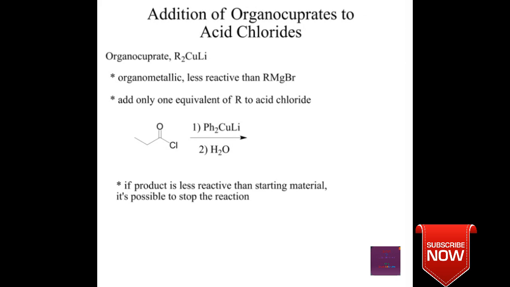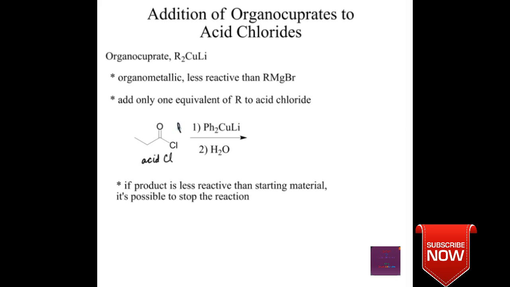And another interesting example with carboxylic acid derivatives is the use of an organocuprate. An organocuprate has the formula R2CuLi. We've seen organocuprates doing conjugate additions to alpha beta unsaturated carbonyls, kind of like a Michael addition, a 1,4 addition. So that's an interesting reactivity that cuprate has. It also has an interesting reactivity with an acid chloride. These have a different reactivity than a Grignard. It's less reactive.